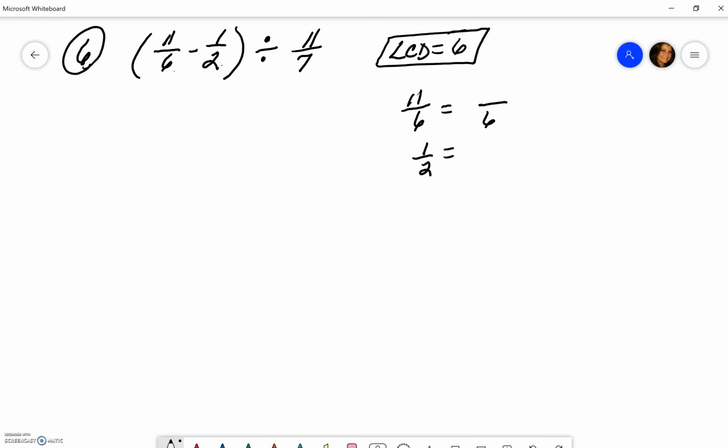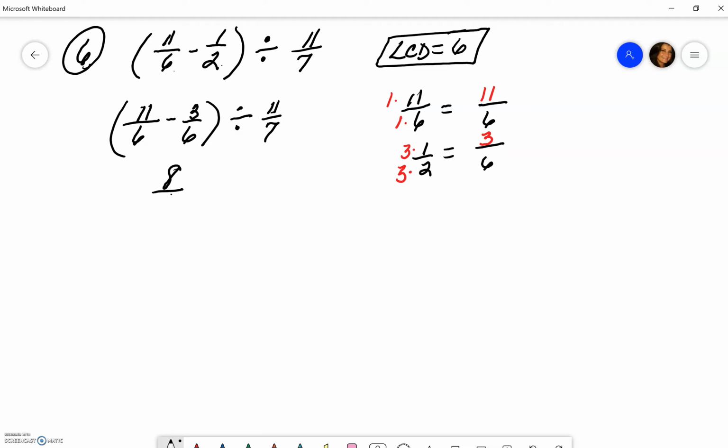Equals, and there's 6 and 6. Okay, well, 3 times 2 is 6, so 3 times 1 is 3. And then 1 times 6 is 6, so 1 times 11 is 11. Now we can bring these over. So we have 11 over 6 minus 3 over 6, all in parentheses, divided by 11 over 7. Now we can see clearly 11 minus 3, we can subtract that out, which we know is 8 over 6. And then we're going to divide that by 11 over 7.